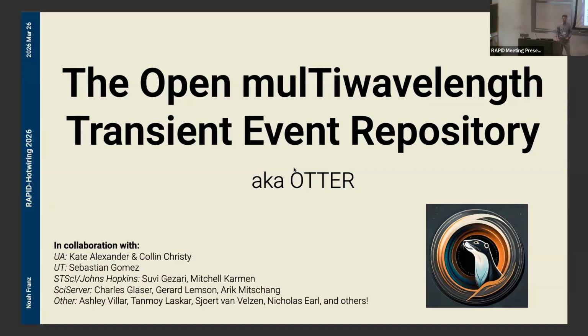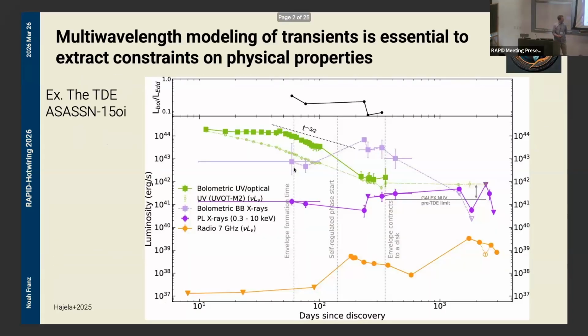Yeah, so I will be telling you all about the Open Multi-wavelength Transient Event Repository, which is in collaboration with a bunch of other people, many of whom are in this room. And I want to begin by emphasizing something that I think has been a common theme of this conference so far, and that is that exploring the multi-wavelength properties of transient events is essential for fully characterizing them and extracting physical constraints of the system.